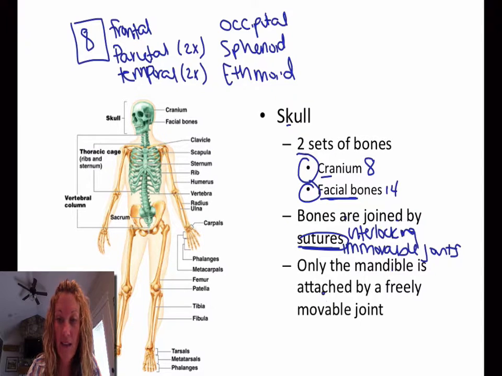And then the last little thing that we need to talk about here is that the mandible is the only freely movable joint in your skull. So the mandible is the only freely movable joint, and all of the others are going to be made up of sutures.